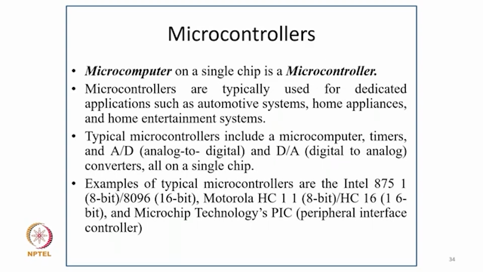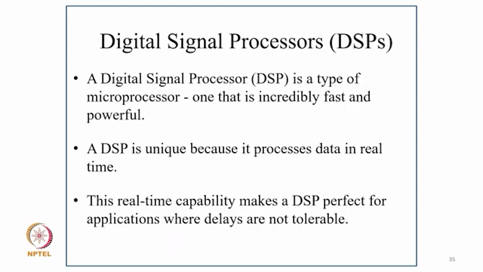Now coming to the microcontroller, a microcomputer on a single chip is called a microcontroller. Microcontrollers are typically used for dedicated applications such as automotive systems, home appliances, and home entertainment systems. Typically, a microcontroller includes the microcomputer, timers, analog to digital converters, and digital to analog converters, all on a single chip. Examples of typical microcontrollers are the Intel 8751 as 8-bit, the 8096 as 16-bit, the Motorola 68HC11 8-bit and 68HC16 16-bit, and Microchip Technology PIC peripheral interface controllers.